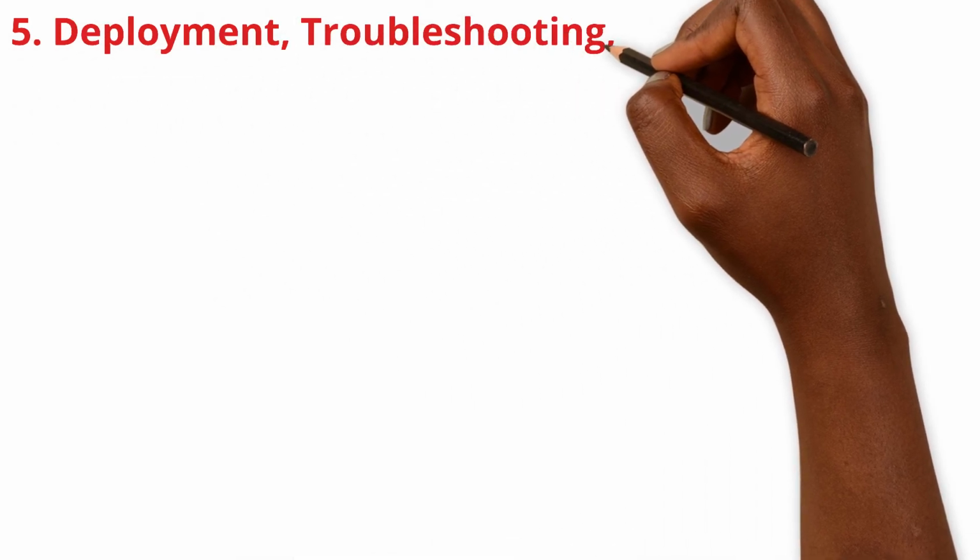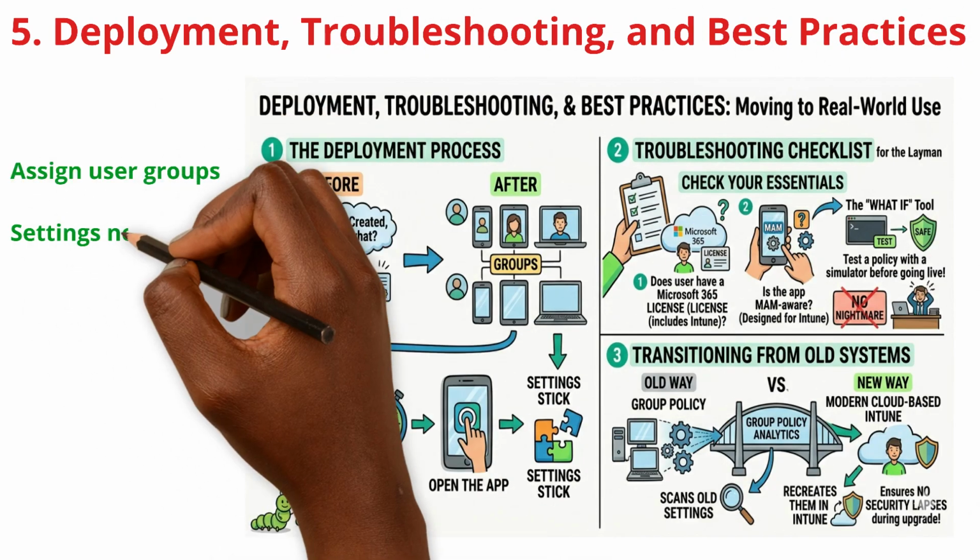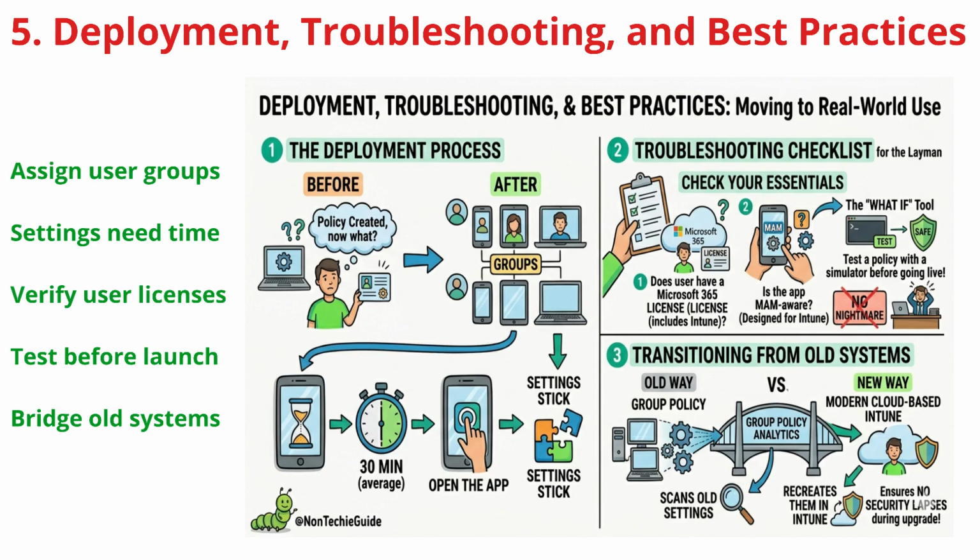Moving from policy creation to real-world use is the final hurdle in securing your mobile environment. The deployment process involves assigning rules to specific groups. But remember, it isn't instant. It usually takes about 30 minutes for settings to reach a device, and the user must open the app for them to stick. To ensure a smooth rollout, always run through a quick troubleshooting checklist.